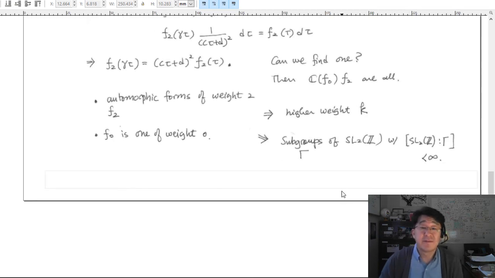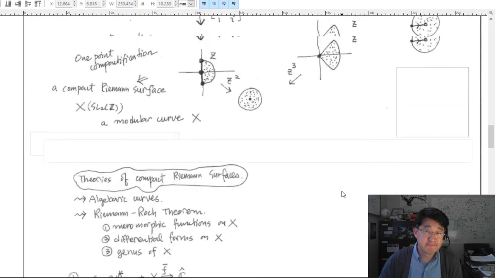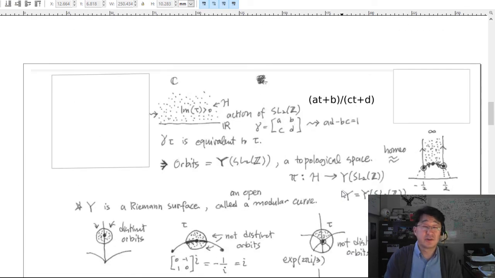I forgot to hide my face cam there again. So that concludes my supposed-to-be short introduction to automorphic forms of weight k for SL2Z.